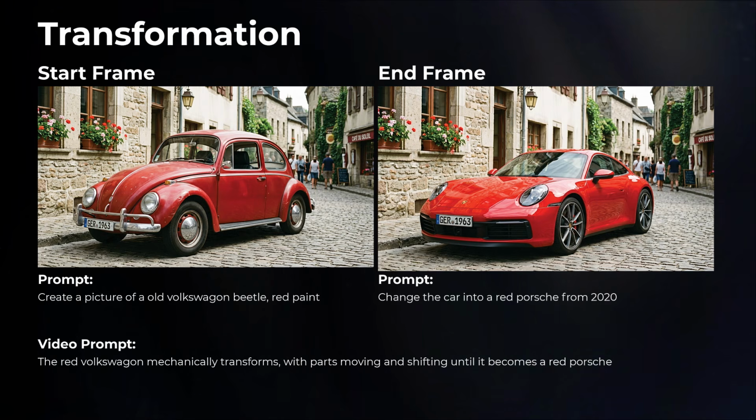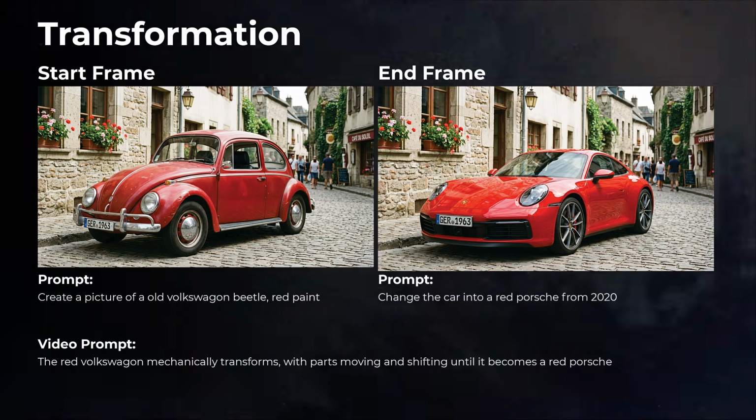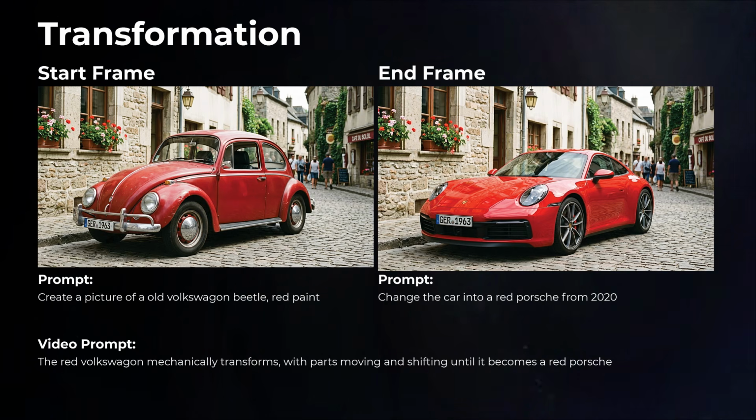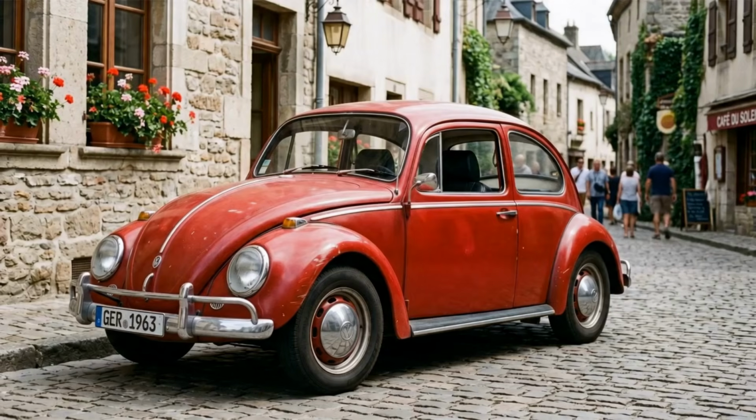For example, I have this Volkswagen image, which I asked to basically change into a Porsche from 2020, and I didn't want the car to morph. I asked for the red Volkswagen to mechanically transform with parts moving and shifting. The more descriptive you get about the way it animates, the closer it will be. And at the end, I put until it becomes a red Porsche, just to give that final description of where it should land, and we got this.